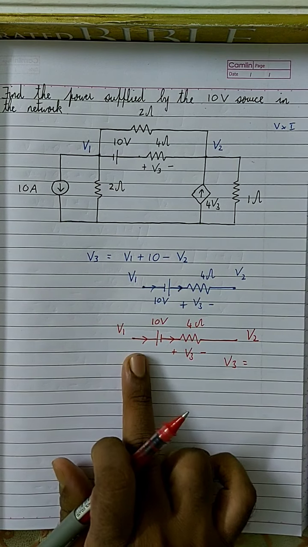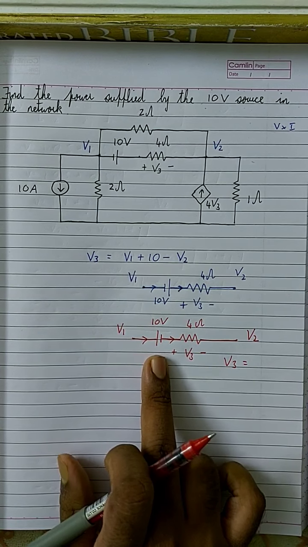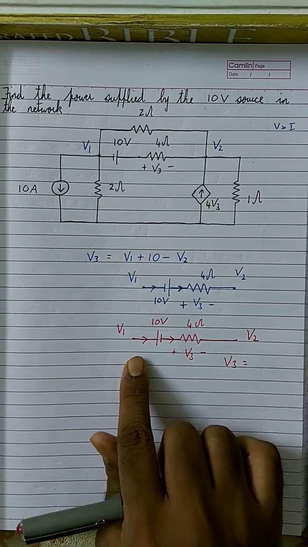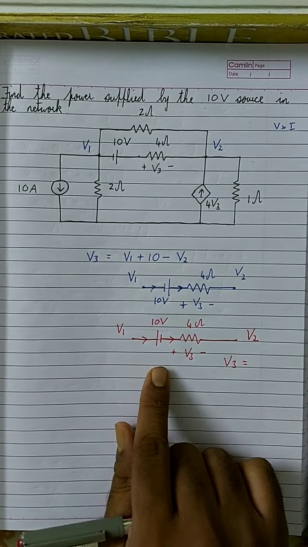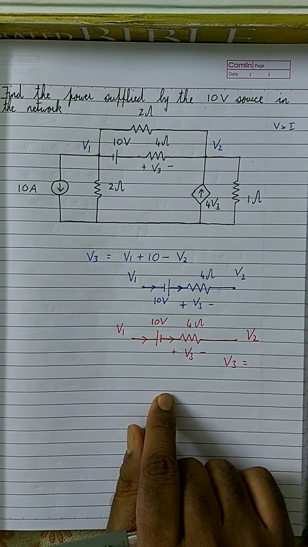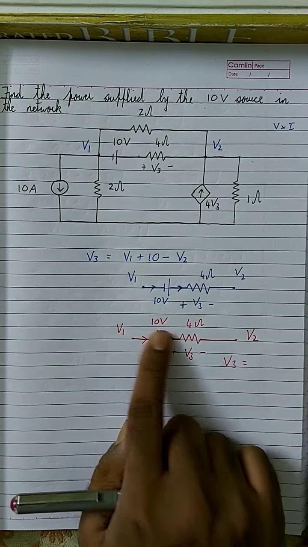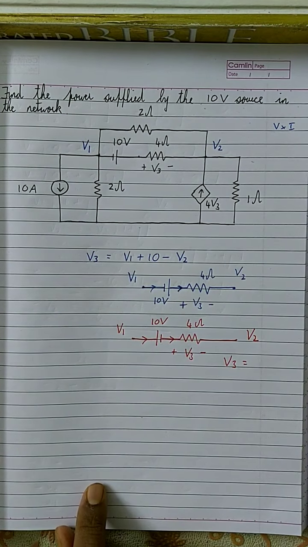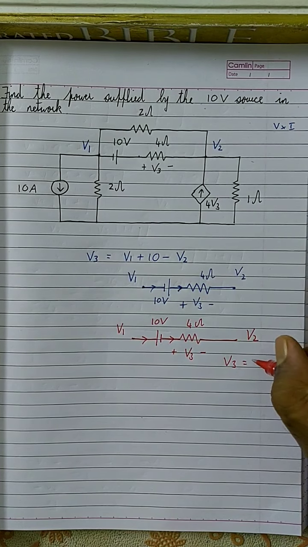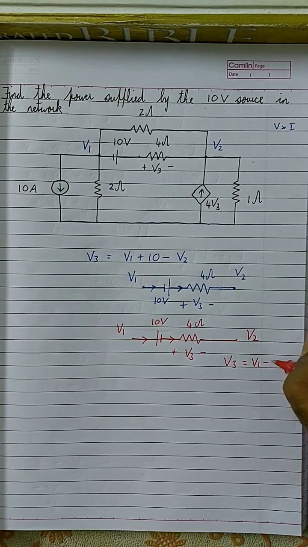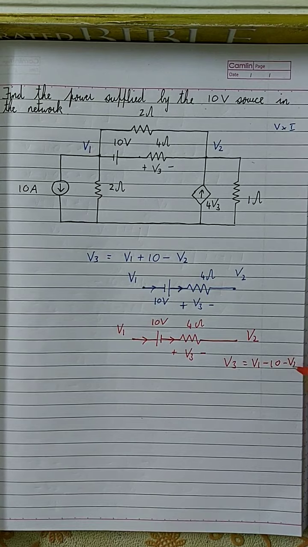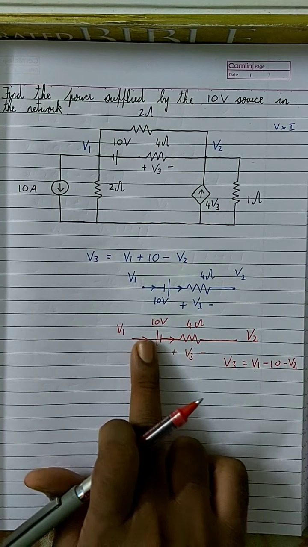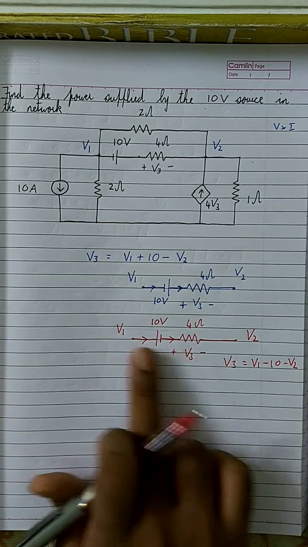So here you can see that the current is actually entering the positive terminal and leaving the negative terminal, or this current is opposing the battery, or this battery is opposing the flow of current. So therefore this battery is negative. This battery is negative voltage, which means your equation now is V1 minus 10 minus V2. V1 minus 10 minus V2 is the equation of this branch, or the equation of V3.